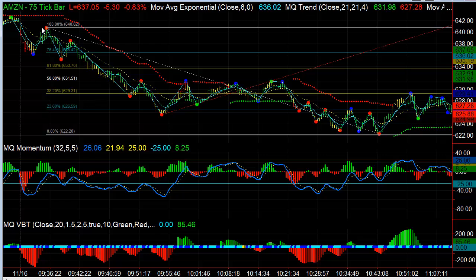Now, the nice thing is with a couple of our indicators, specifically MQ pivot trend, you see this pivot point was bullish. This pivot point was neutral. This pivot point was bearish, bearish, and bearish. Once we got through the break, we noticed we had 3 bearish pivots in a row. So it looked like we were going lower, and MQ momentum was going lower.